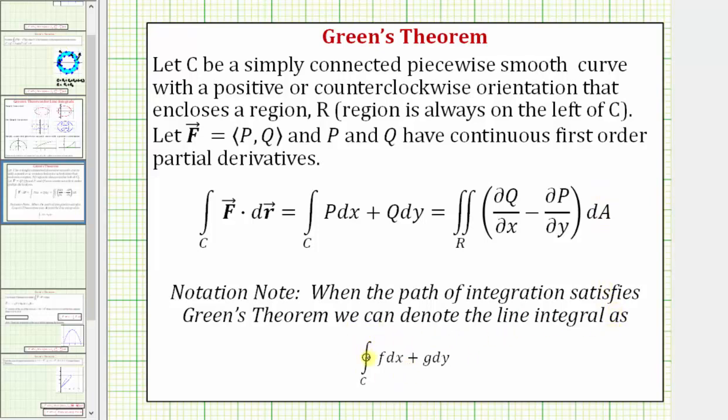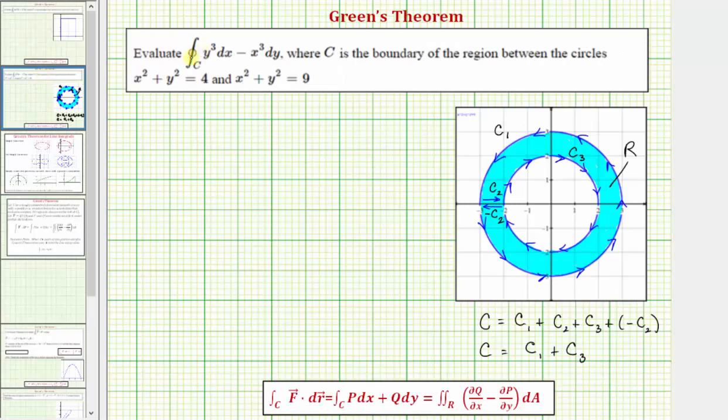And when the path of integration satisfies Green's theorem, we can denote the line integral in this form here where we put a little circle in the middle of the integral symbol. So going back to our example, notice how because the integral symbol does have this circle, we know the curve C does satisfy the conditions of Green's theorem, but I do want to spend a little bit more time explaining how this region R would satisfy Green's theorem based upon the definition.